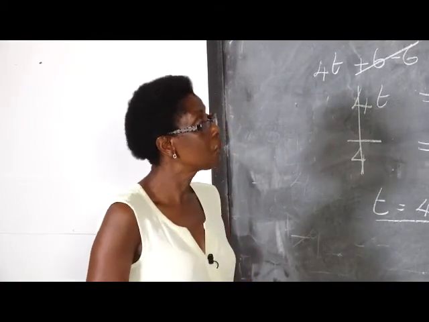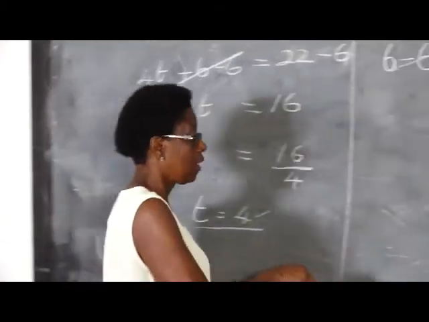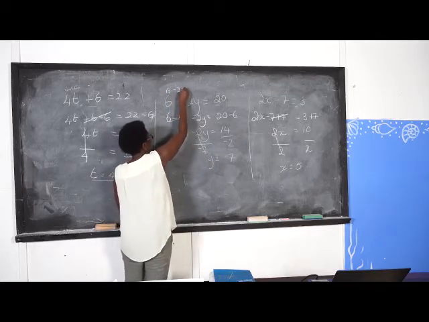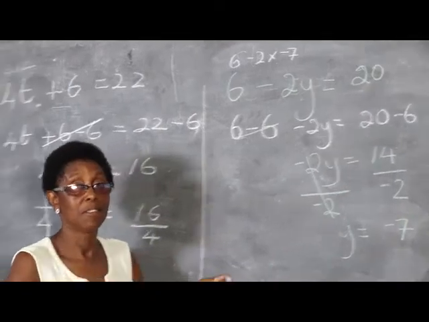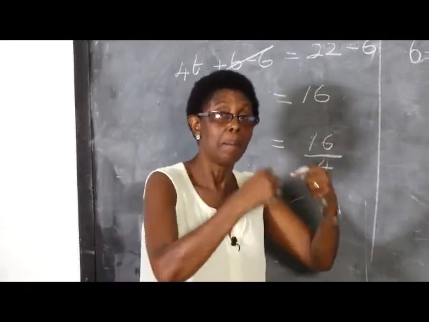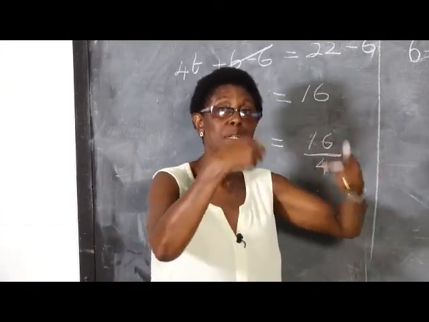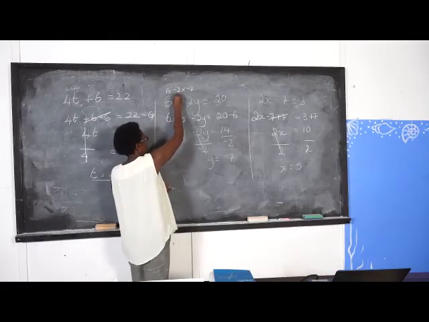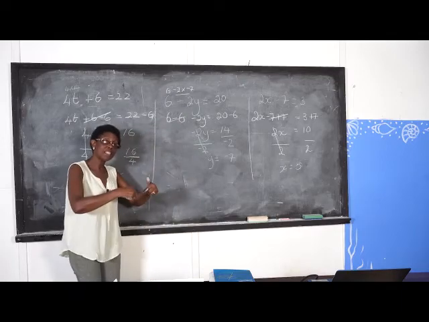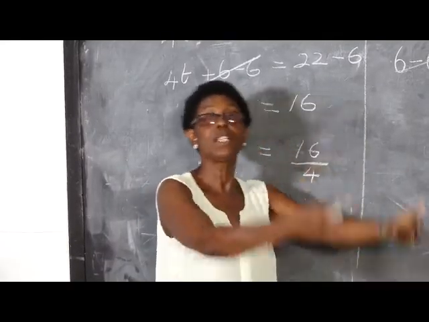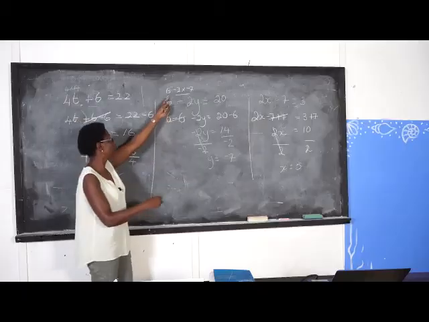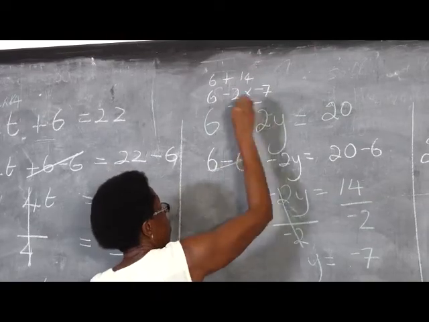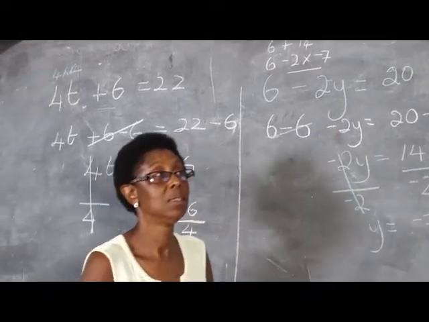Okay, now let's check that this works. I want a minus 7 to work. So I've got 6 minus 2 times minus 7. Remember which part to be done first? It's that multiplication. This must be done first. A negative 2 times a negative 7 will give me a positive answer. So I've got 6 plus 14. 6 plus 14 equals 20. Okay?